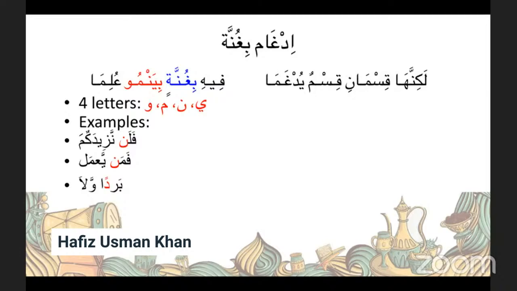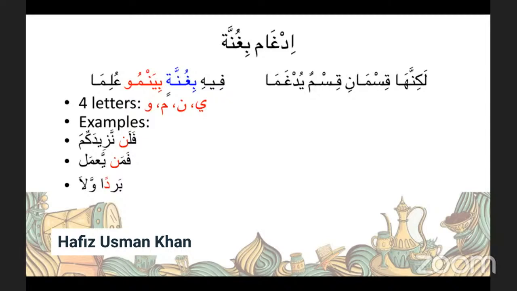The first one is فَلَن نَزِيدَكُمْ. So here we have noon, and then right after that, there's another noon. And we know that noon is also one of the letters of idgham with ghunna. So when we connect them together, we're also going to extend it and nasalize it. The same thing in the next example. There's noon sakin followed by a ya. Ya is one of the 4 letters of idgham with ghunna. So we're going to pronounce it as فَمَن يَعْمَلْ.